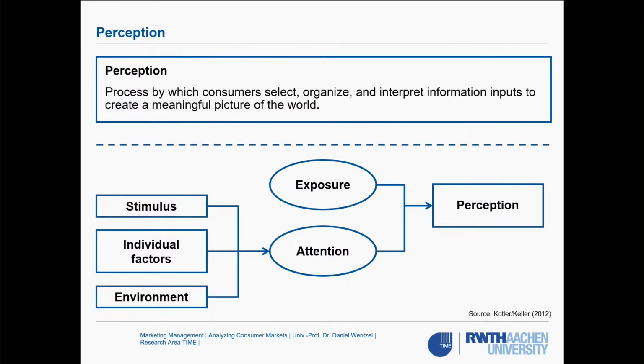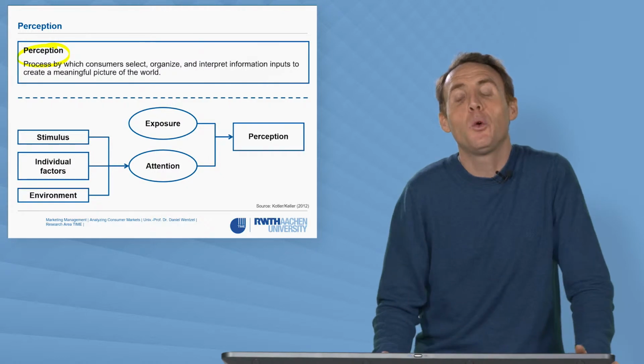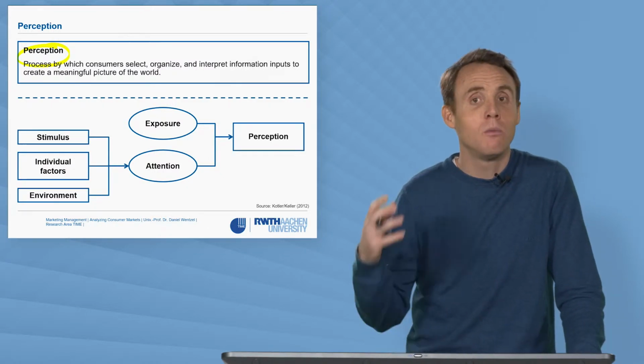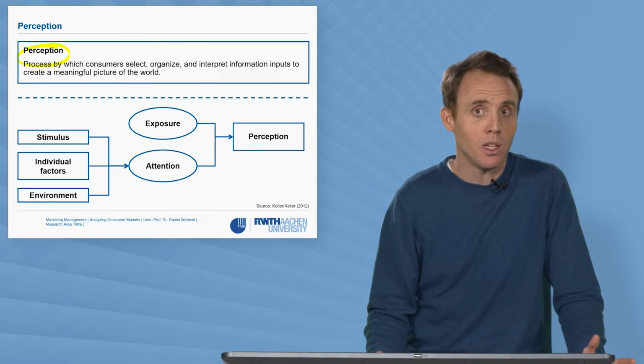So what does perception mean? Perception is a process by which consumers select, organize, and interpret information inputs to create a meaningful picture of the world. So in more visual terms, in order to make sense of information, I first need to notice that information and must be able to enter it into my head, into my processing unit.